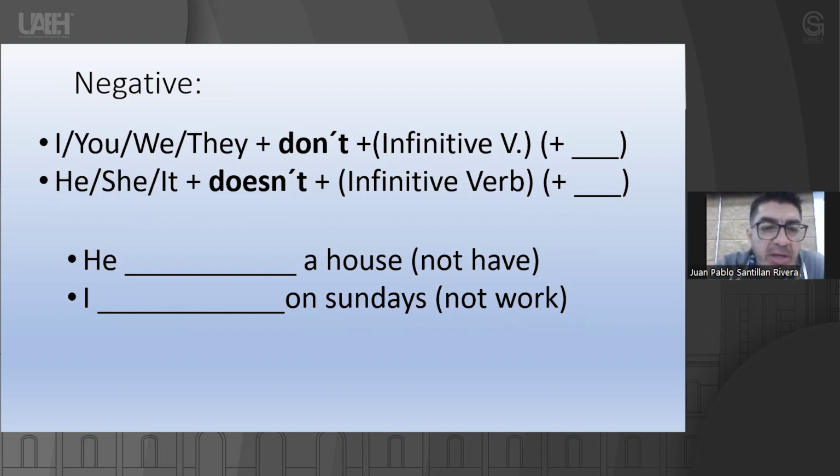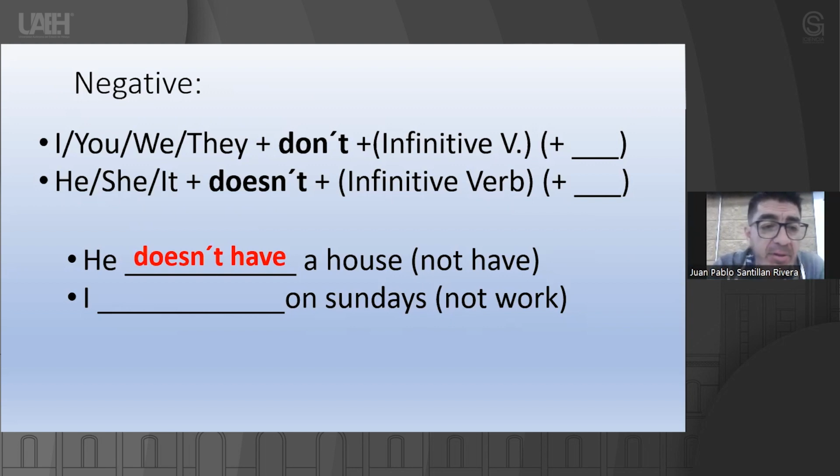In the examples, we have he, something, a house. And by the verb, we notice that we say not have. Not refers to a negative sentence. So if we refer to the subject, the first thing we have to add is doesn't. He doesn't plus the base form of the verb. What do we have? He doesn't have a house.